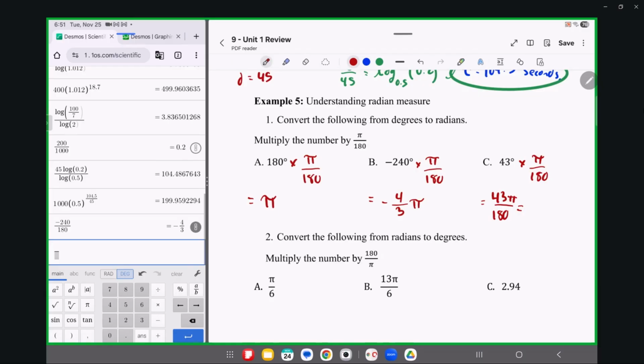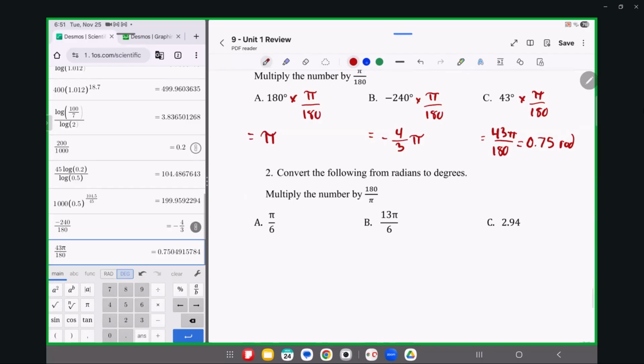The last one here, we end up getting this 43 pi over 180, which is not really an elegant answer. So we will instead write this in its decimal form, 43 pi over 180, which is going to be 0.75. And at this point, we write radians. It's understood that if you have an angle measure involving a pi, that's understood to be in radians. But if it's just some sort of decimal, make sure to indicate that it's rad.